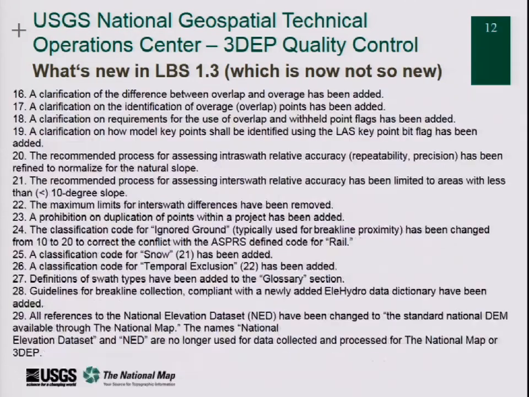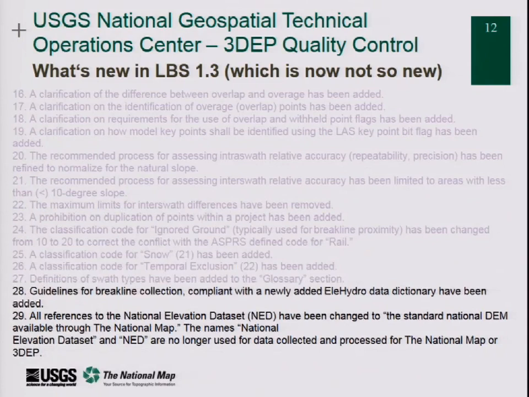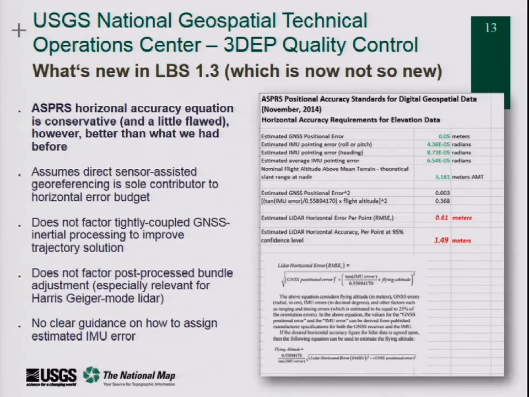I was going to talk through these, but clearly mistimed this. So I'm going to highlight a couple of things that are new. One is there's a requirement to report the horizontal accuracy of the data, and it references an ASPRS equation. It's a really conservative equation, and it's a little flawed. It's better than what we had before, which is nothing. But it really doesn't tell us a whole lot about the horizontal accuracy. So why is that? Well, for the reasons I have in bullets there, the equation doesn't account for all of these things. And if anyone wants to talk more about this, I'd be happy to.